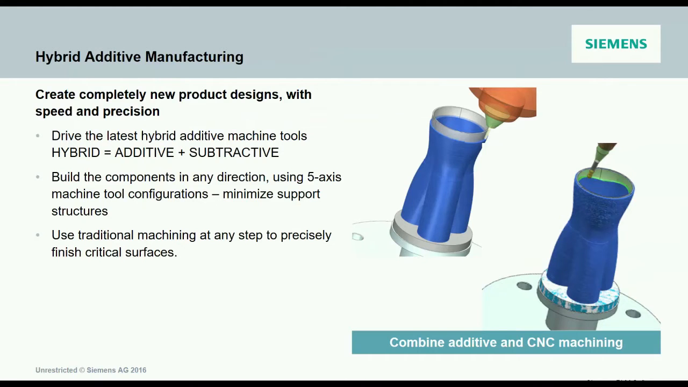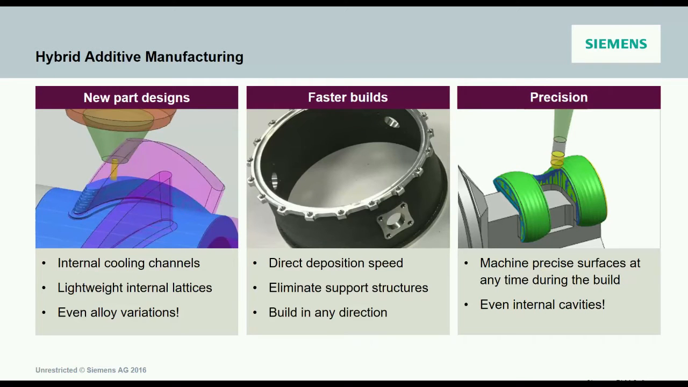And with CAM Express, we have the ability to create completely new designs with speed and precision. We can drive the latest hybrid additive machine tools, things like the Morisiki laser tech. We can build components in any direction using 5-axis machine tool configurations, which minimizes the need for support structures. And then we can utilize traditional machining at any step to precisely machine critical features. So we can create new part designs with internal cooling channels, lightweight lattice structures, and even alloy variations.